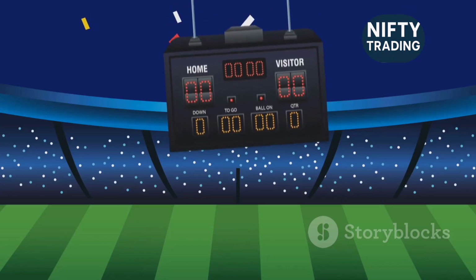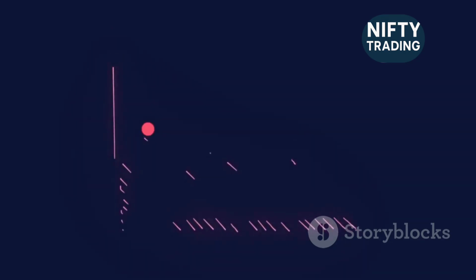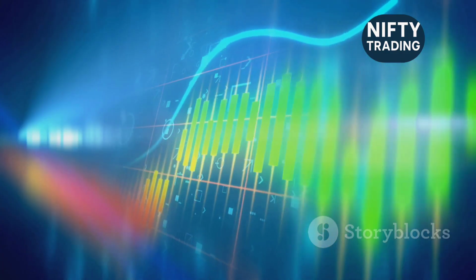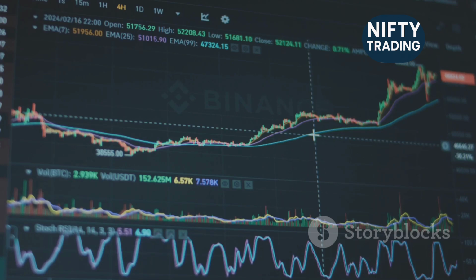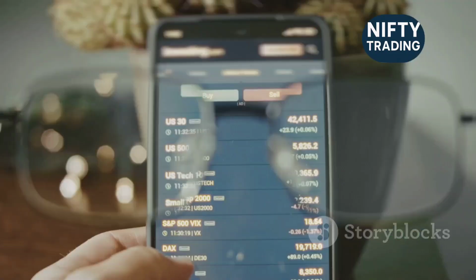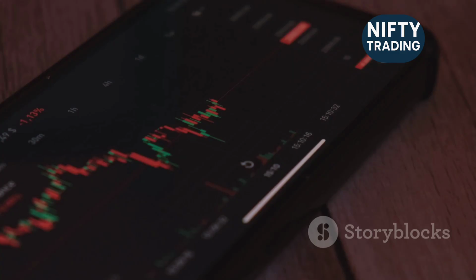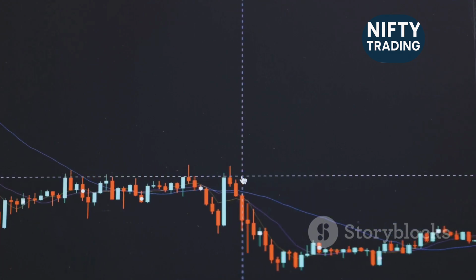Not just the score, but every key play. Unlike simple line charts, candlesticks show where the price started, ended, and the extremes it reached. This detail helps you spot greed, fear, and indecision in the market. Relying on news or tips is risky. By the time you hear it, the move is over.